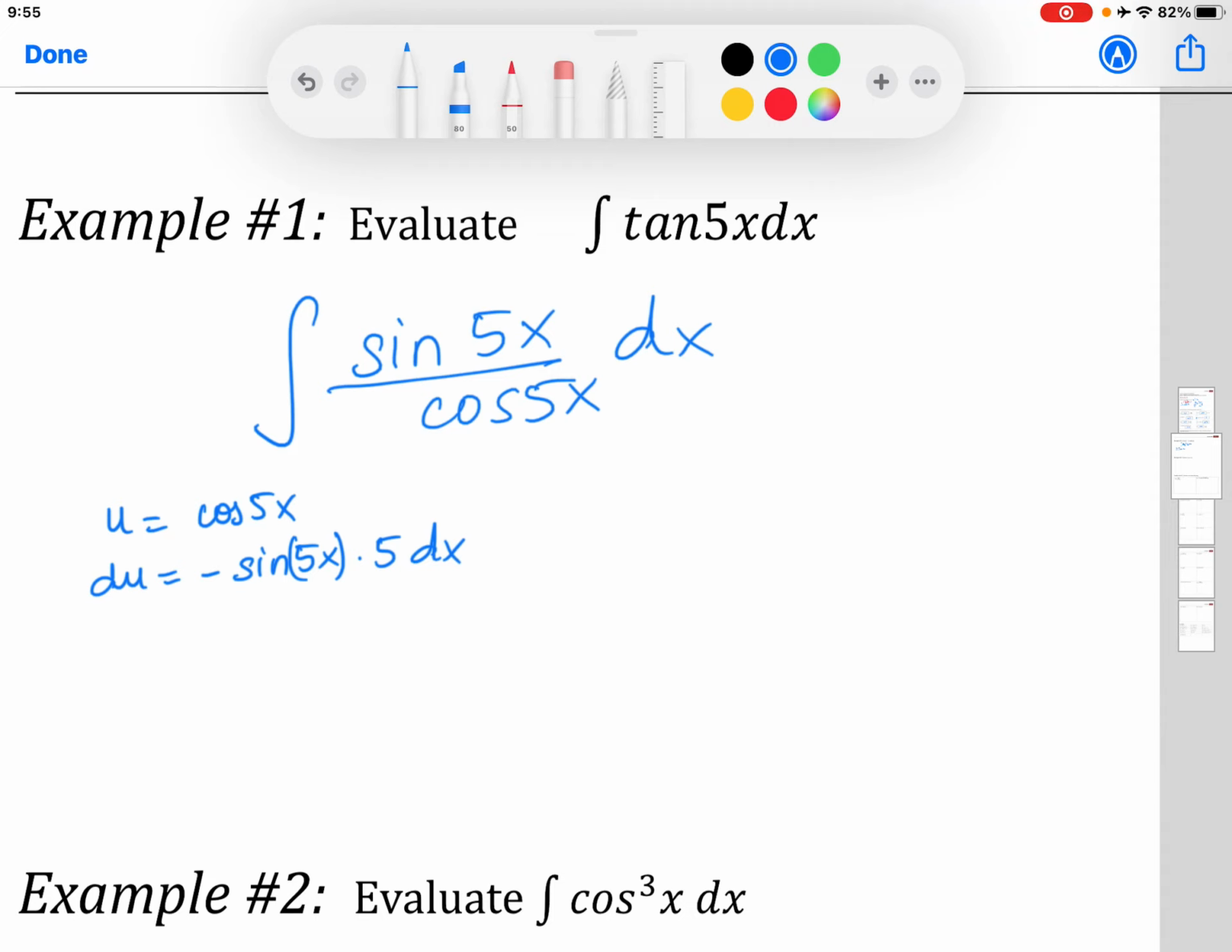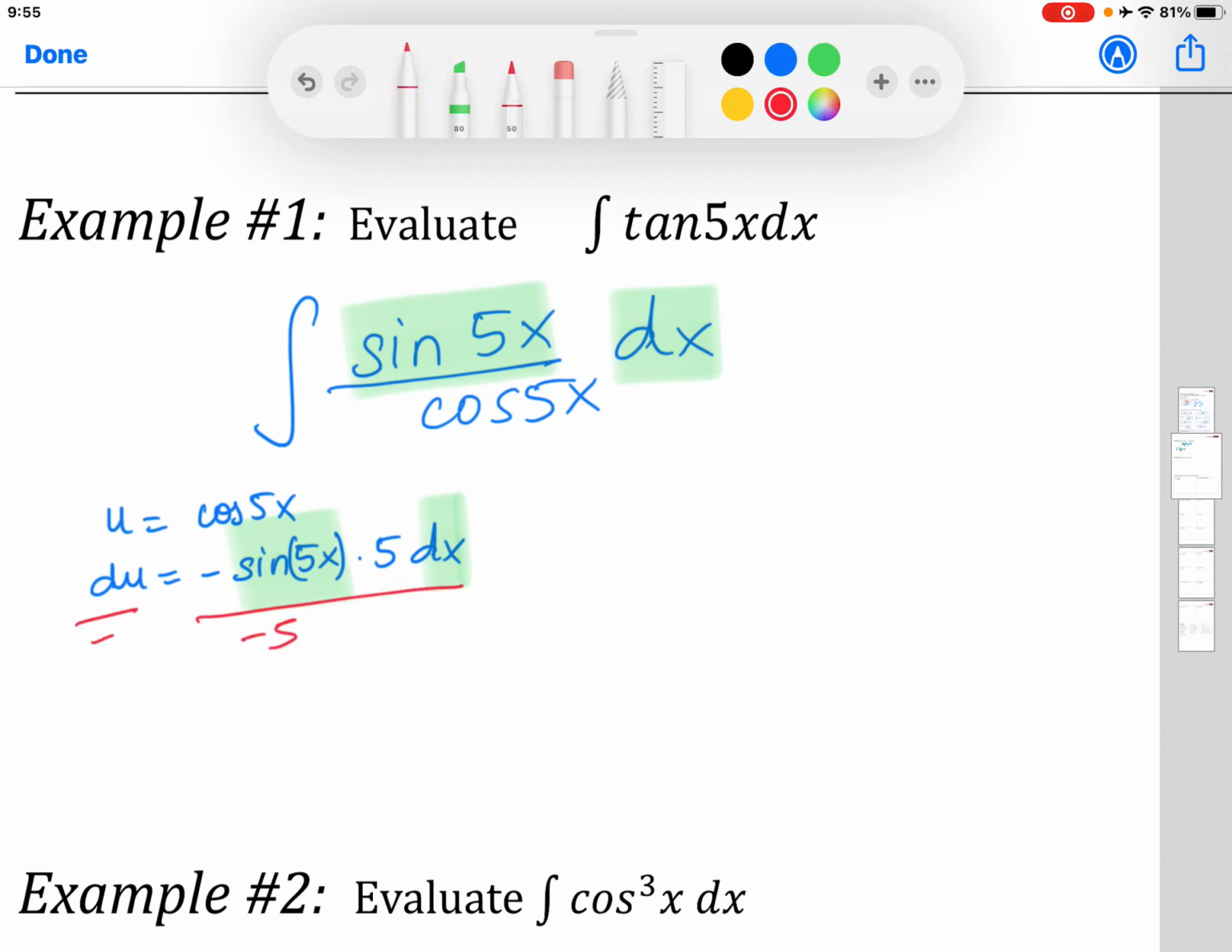Again, look for what you have and what you want to replace. So I'm going to actually start highlighting it. So you have sine 5x and dx that you want to replace. So I have sine 5x dx. So I want to get rid of what? Negative 5. So I'm going to divide by negative 5.